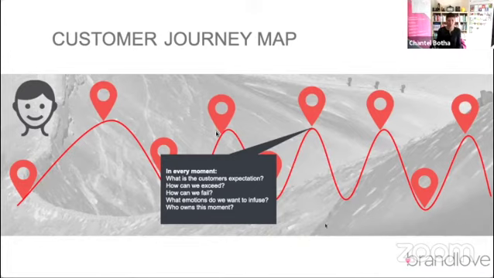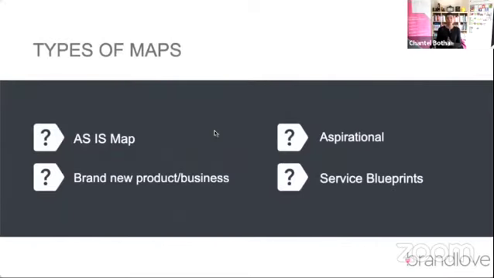All right, so the types of journey maps that you can get. This is the question that comes up in most of our workshops. What kind of journey map am I going to do? Am I going to do an as-is, so how things look today?